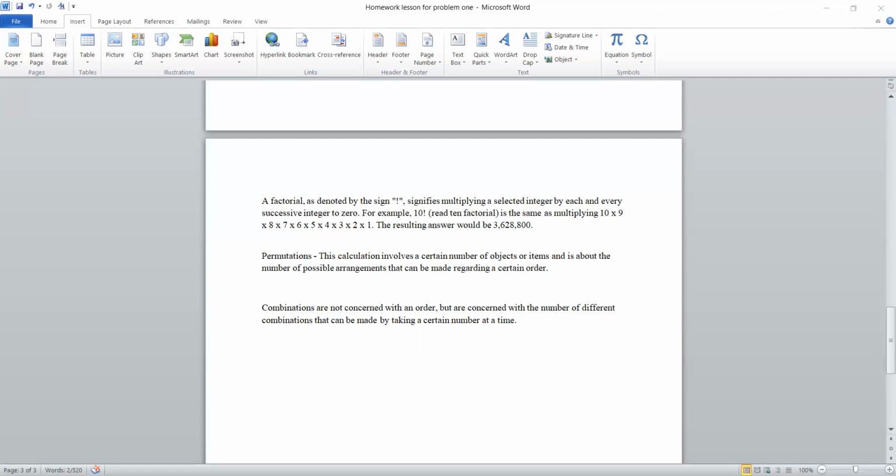Okay, so I'm going to do another video on reading these factorial tables and using a calculator to help with your homework.